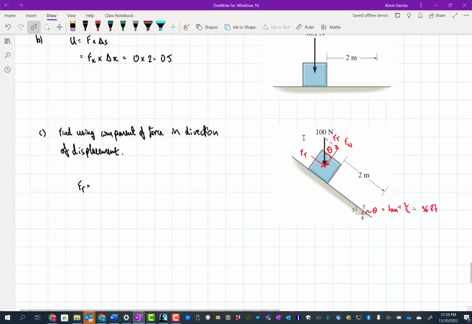So Ft, the force in the tangential direction, the force heading in the same direction as the displacement, is just going to be equal to, we've got 100, Ft is opposite, so it's 100 sine theta, which is equal to 100 sine 36.87, 60 newtons. Just trying to think if that looks okay. Yeah, it looks okay.